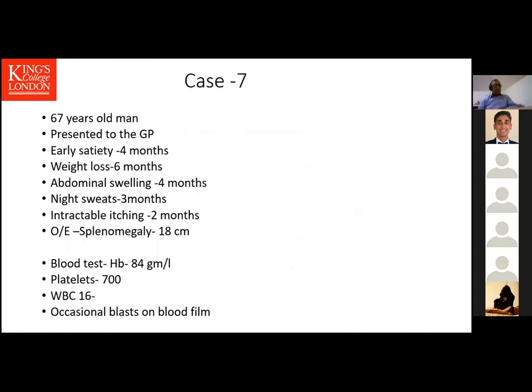Case 7, a 67-year-old male, presented to the GP with early satiety for 4 months, weight loss for about 6 months, abdominal swelling for 4 months, night sweats for 3 months, and intractable itching for 2 months. On examination his splenomegaly is 18 centimeters. Blood test shows hemoglobin of 84, platelets are rather high, and the white cell count is 16. And you get occasional blasts on the blood film.